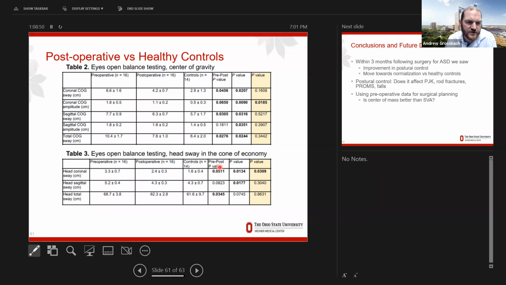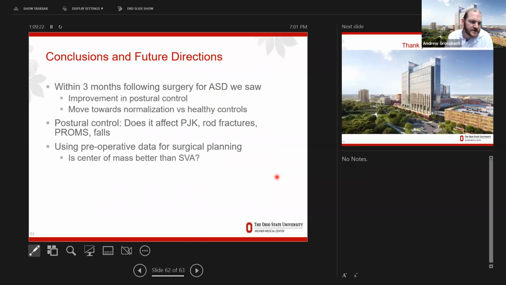And then when comparing to healthy controls, so these healthy controls are like our medical students. So we're comparing 70-year-old spinal deformity patients undergoing large long segment fusions with mid-20s healthy medical students. And we didn't totally normalize, but in some of them, like coronal amplitude and coronal head sway, they were not statistically different than our healthy controls. So really saw some dramatic improvements as early as 3 months. So this is early, but we definitely saw improvement in postural control, moving towards normalization with our healthy controls.